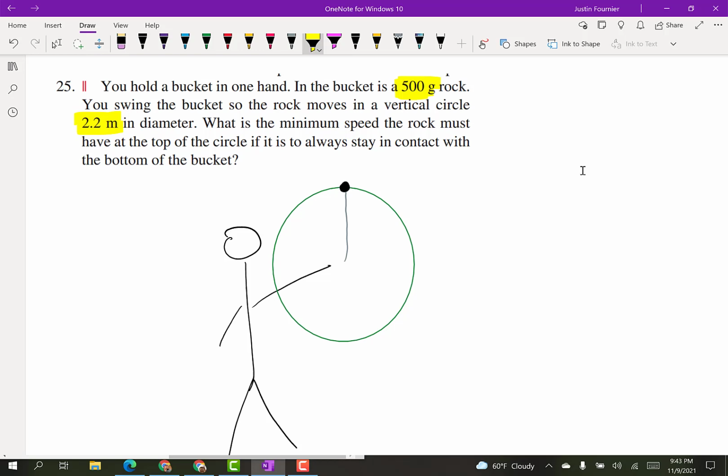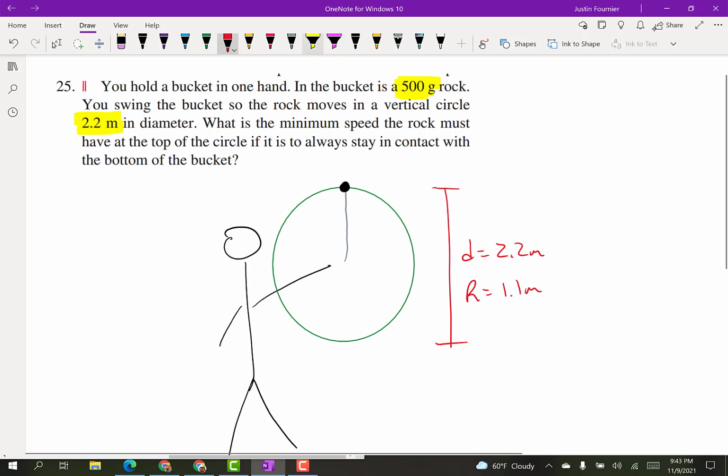Vertical circle, 2.2 meters in diameter. Ooh, gotta be careful there. Yeah, diameter. That is not radius, so I need to be careful. So basically, this distance, the diameter, is 2.2 meters. So that means the radius is going to be 1.1 meters, right? It's half the diameter.